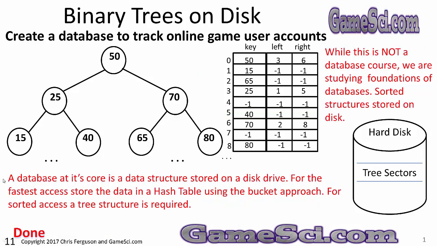A database at its core is a data structure stored on a disk drive. For the fastest access, store the data in a hash table using the bucket approach. For sorted access, a tree structure is required, and you're going to have to map that tree to a disk drive. While technically this is not a database course, we are studying the foundations of databases. A sorted structure stored on a disk is the core of a database. While we're learning how to store binary trees on disk, we're learning databases from the bottom up.